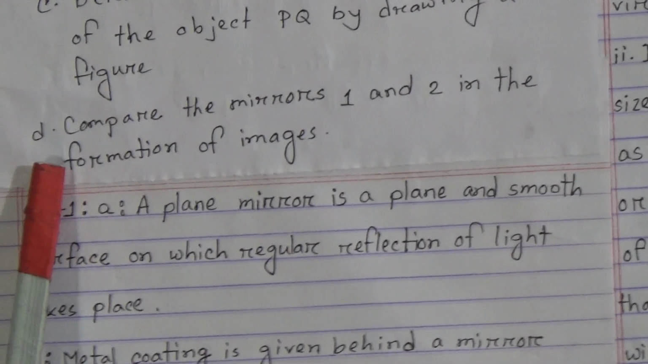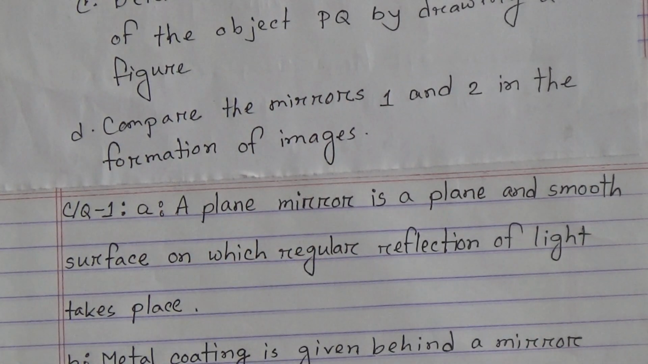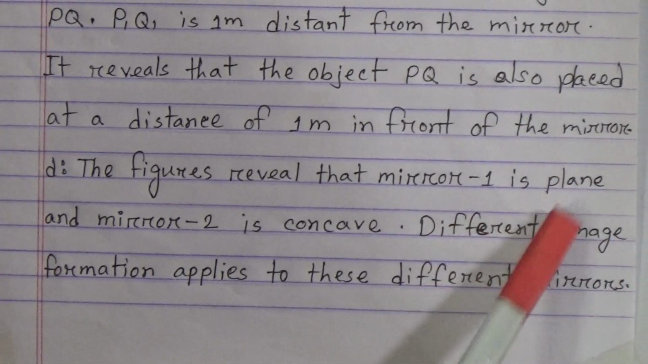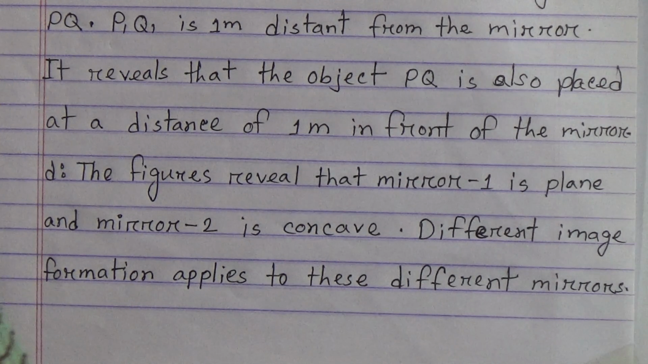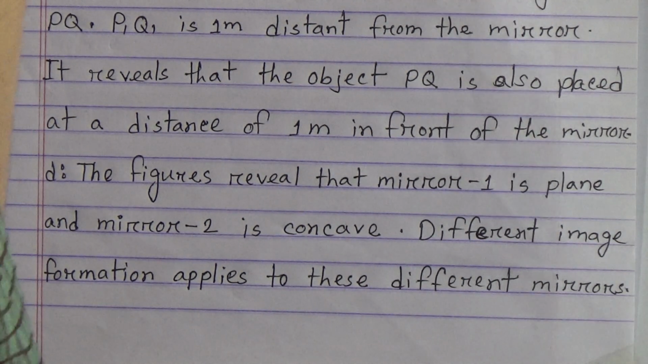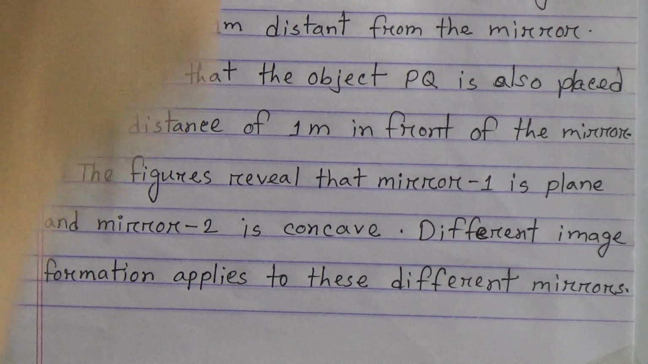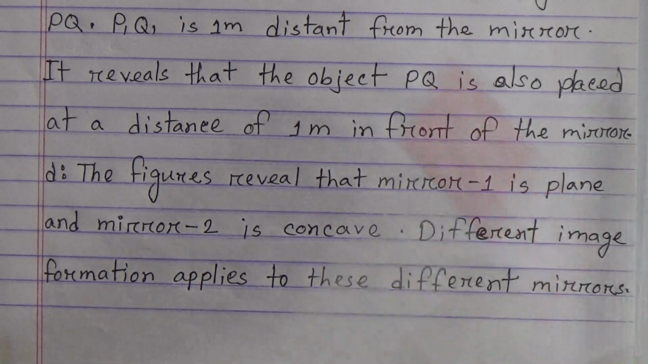Now question number D. Compare the mirrors 1 and 2 in the formation of image. My dear students, the answer is: the figures reveal that mirror 1 is plane and mirror 2 is concave. See this figure: mirror 1 is plane, and in figure number 2, the mirror is a concave mirror. Different image formation applies to these different mirrors. Now we will compare these two mirrors.